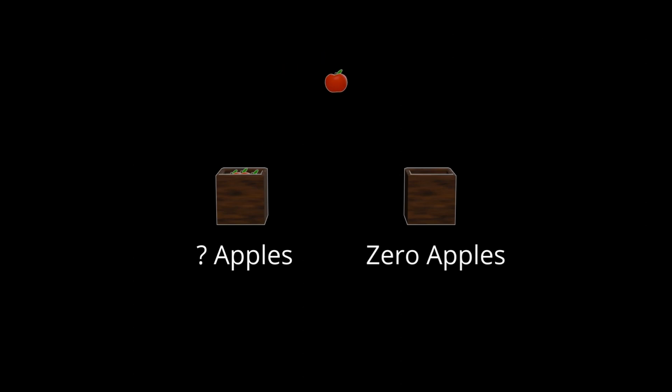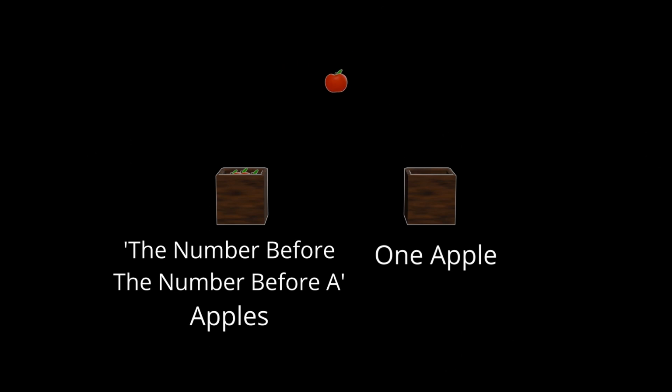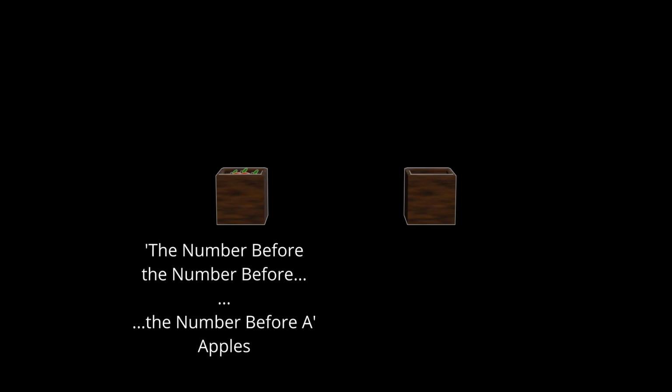If I take away one apple, well, if I were to put it back, then I'd have A apples again, so the number of apples in the box would have to be the number before A. After I take away another apple, I have the number before A in the first box, and 2 apples in the other box. And after I've repeated this exactly b times, I'll have some number of apples in the first box, the number I'm looking for, and b apples in the other box.